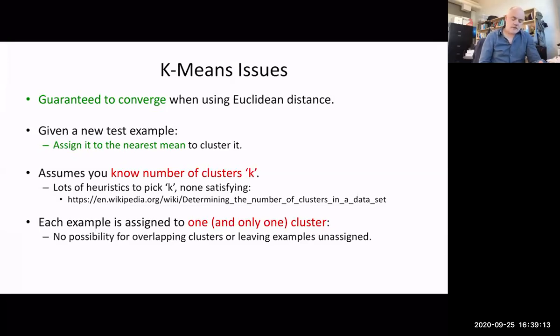So of course, also this is a hard clustering. There's no way that a data point can be assigned to more than one cluster, right? So you can't have overlapping clusters, or there's no accommodation of quote unquote outliers in this k-means setup.